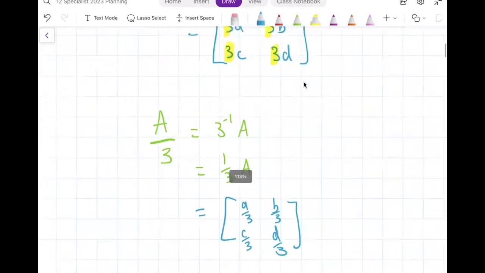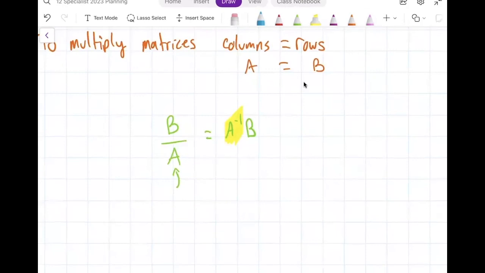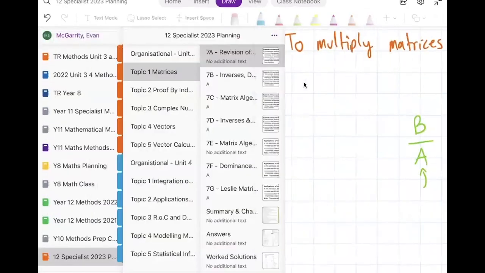So hopefully that was helpful as a quick recap. Like I said, we're going to look at inverses in the next lesson. That is going to be 17b. You can see inverses, determinants, all that stuff, which is also going to be a bit of revision.